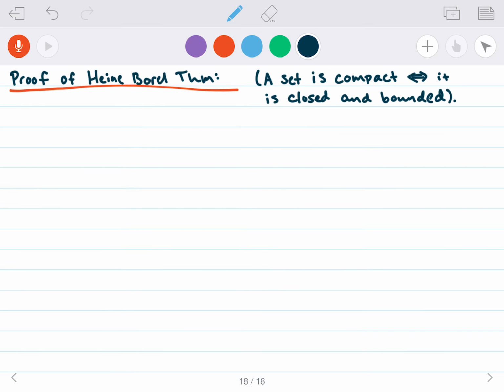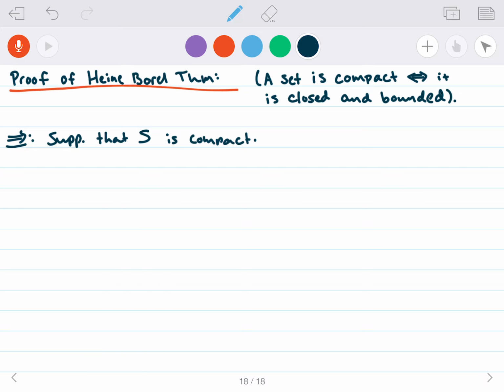Let's go ahead and prove the Heine-Borel theorem. Remember, it says that a set is compact if and only if it's closed and bounded. We're just going to prove the forward direction and leave the other direction as an exercise, or you can look at it in the book. So let's do the forward direction. We're going to suppose that A is compact. Actually, I'm going to call it S, just to be consistent with my notes. So we're going to suppose that S is compact.